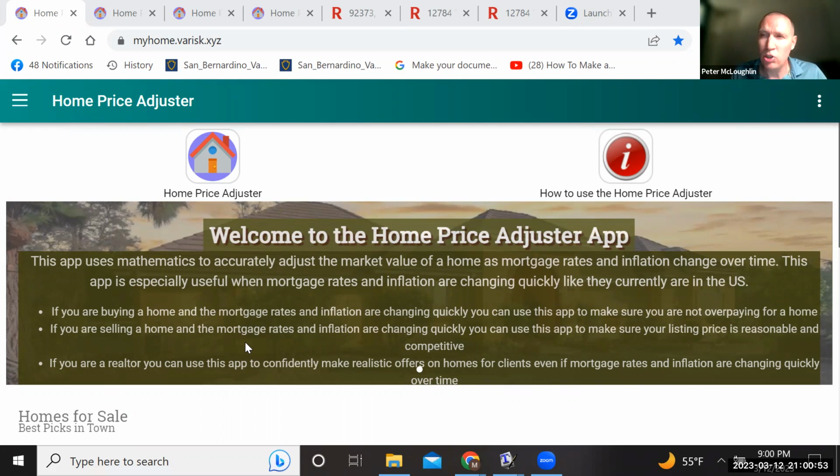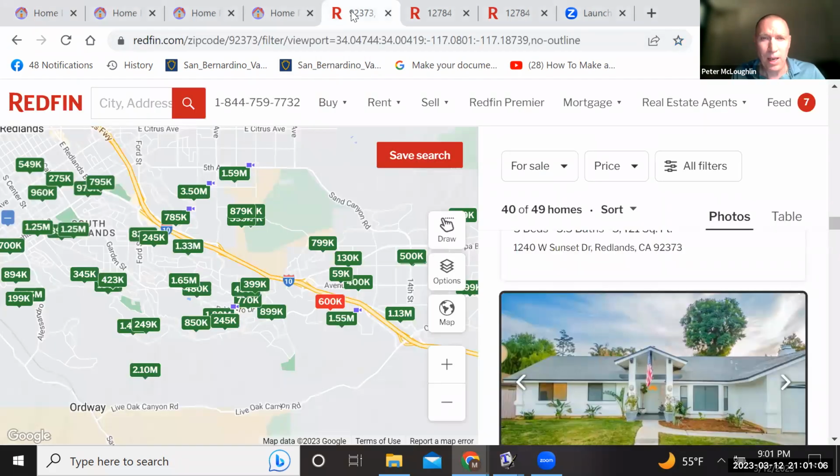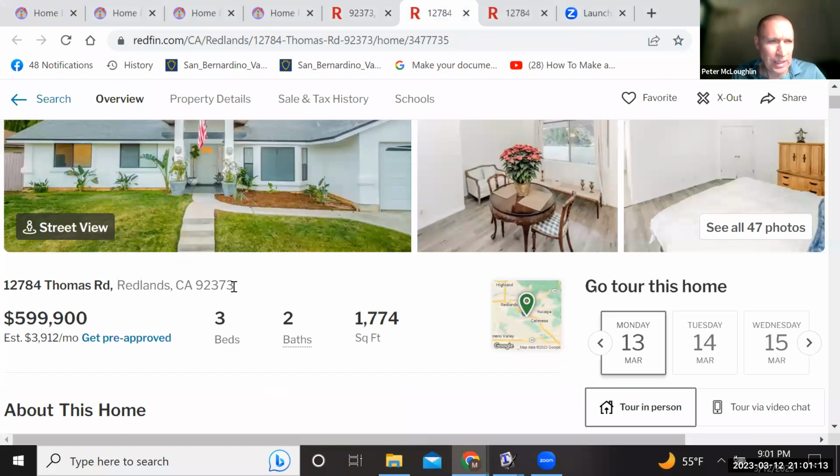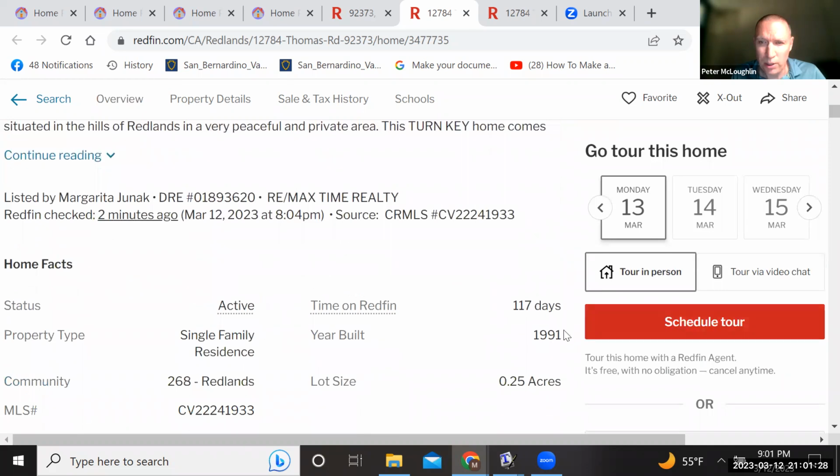This home price adjuster is set up to use in the US housing market. So let's look at an example of how we could use it. I'm going to go to the Redfin real estate website, and I'm going to choose a house here, say this $600,000 one. So clicking on it. It's a house in Redlands, California, which is a nice middle-class neighborhood. This house is 3-bedroom, 2-bath, almost 1,800 square feet. If you go down, it looks like it was built in 91 over here.